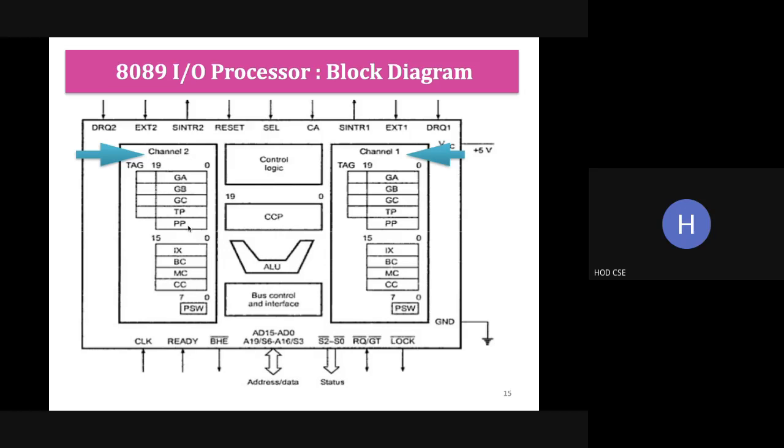It cannot be used by us, by the programmers. This parameter pointer cannot be used. Along with GA, GB, GC, and TB, we have a tag bit. The tag bit is represented by 1 bit only. It can be either 1 or 0. Bits 0 to 19 are used by these registers, and the leftmost bit represents the tag value.